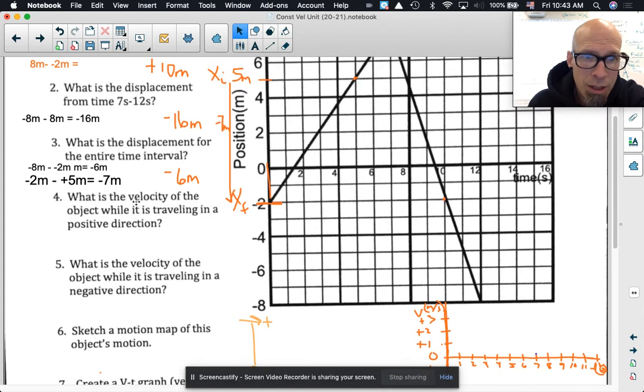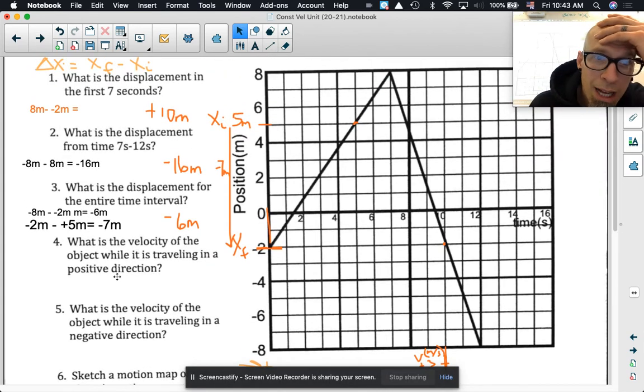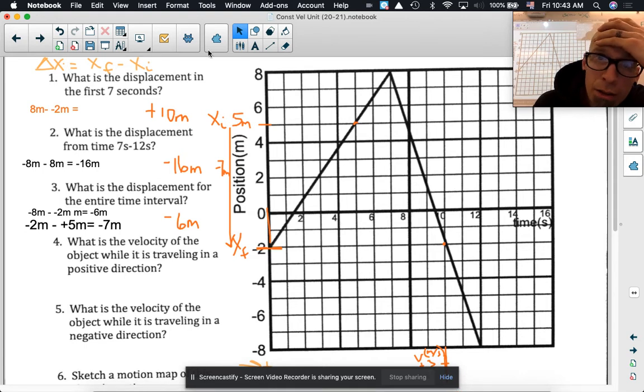Moving on, we've got to keep going. What is the velocity of the object while it is traveling in a positive direction? That's this section right here, from time 0 out to 7 seconds. This whole positive slope section is the positive direction velocity.